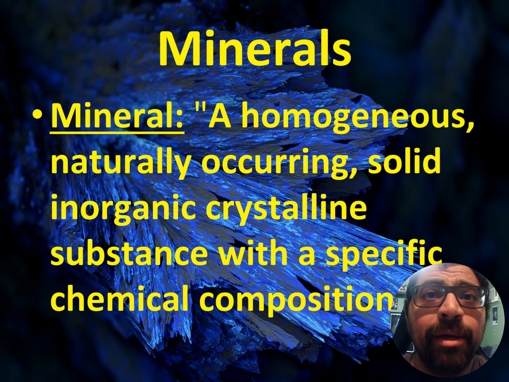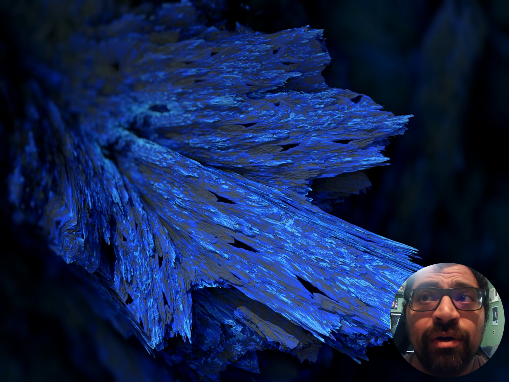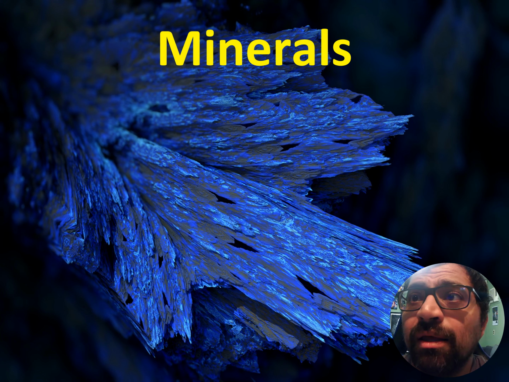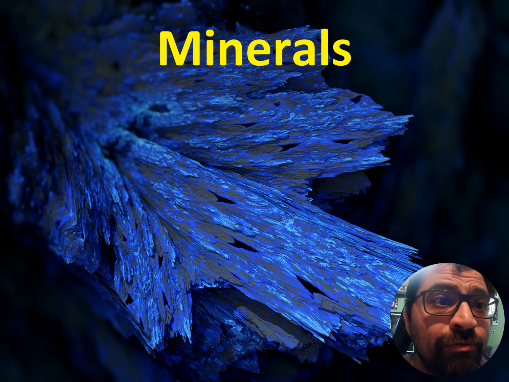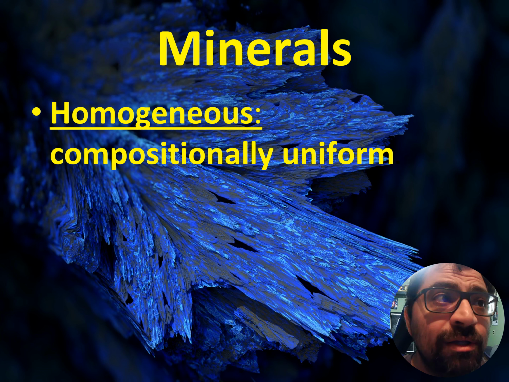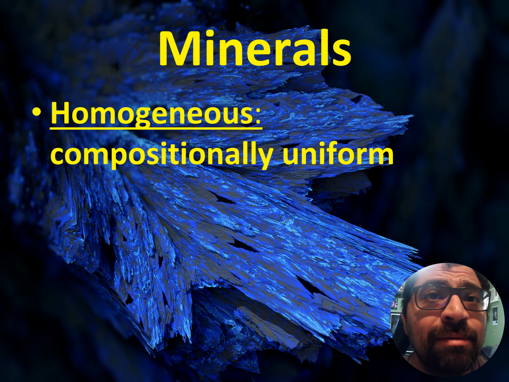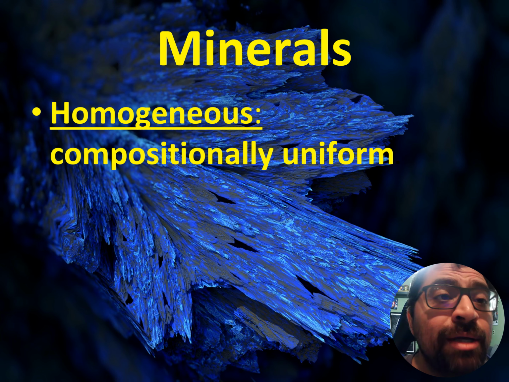So, if we're talking about a mineral, we have to come up with a definition. A mineral is defined as a homogeneous, naturally occurring solid that is compositionally uniform. So, what does that mean? Well, let's look at it. Homogeneous means that the mineral is made up of exactly the same thing throughout the entire sample. It cannot have random stuff mixed in.